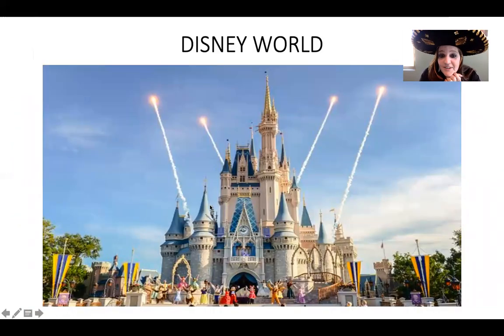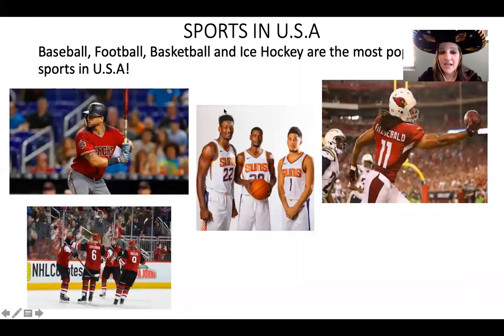In the United States of America, we also have Disney World, and Disney World is located in Florida, but we also have Disneyland, which is located in California. Okay, so we have Disney World in Florida and Disneyland in California. Some popular sports in the United States of America are baseball, football, basketball, and ice hockey. Those are the favorite ones, the most popular ones.